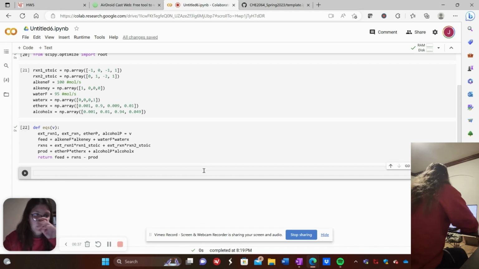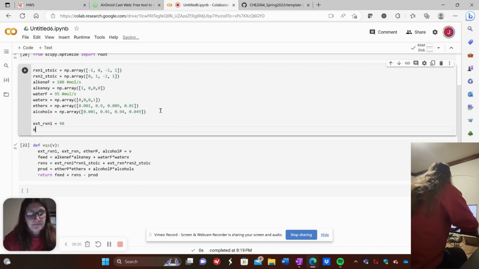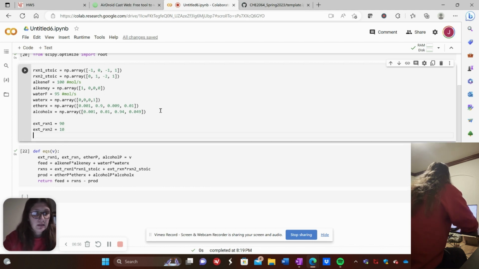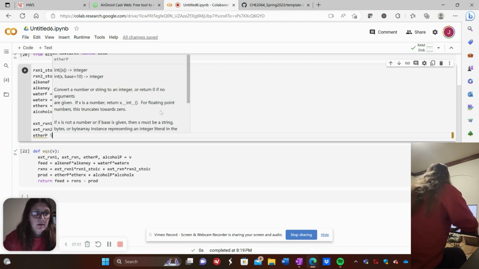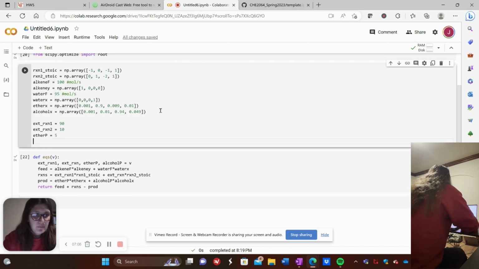Now what we want to do is use our root function, but we know that we're going to have to put initial guesses in, so we can go up here and say extent of reaction 1, we'll say that it was maybe 90. Extent of reaction 2, we'll say it was 10. Our ether product, we want less of that since it's kind of a side product, we'll say 5. And then we have our alcohol product, which is what we want, so maybe we'll say that we got 100.